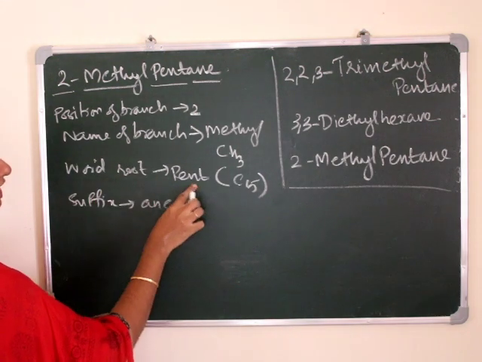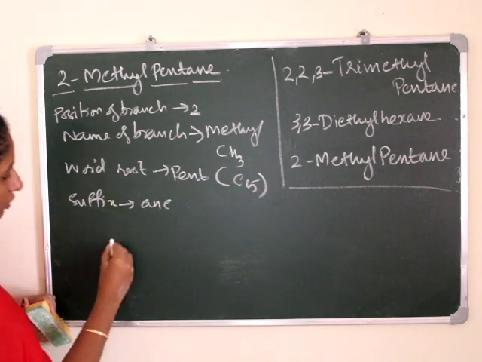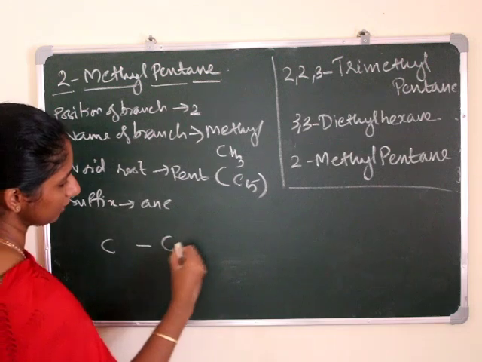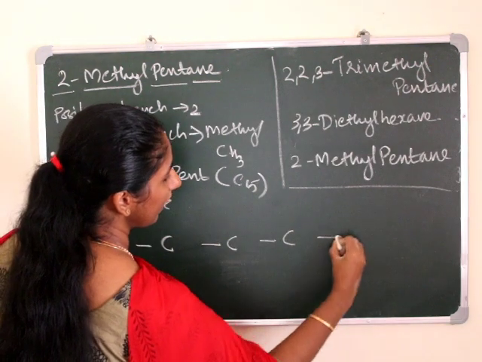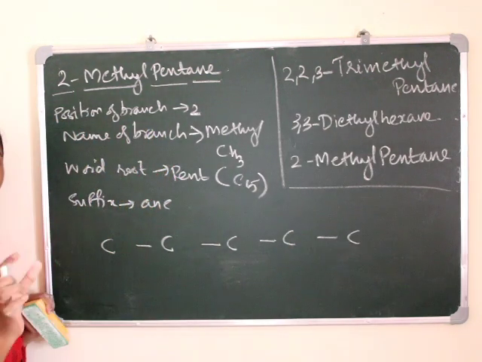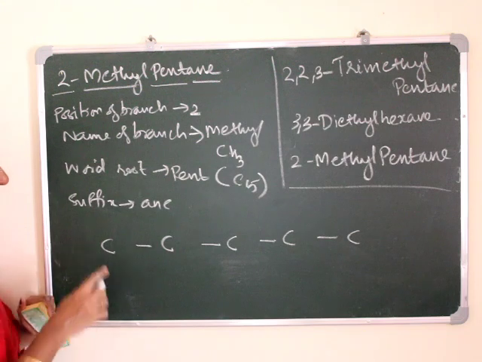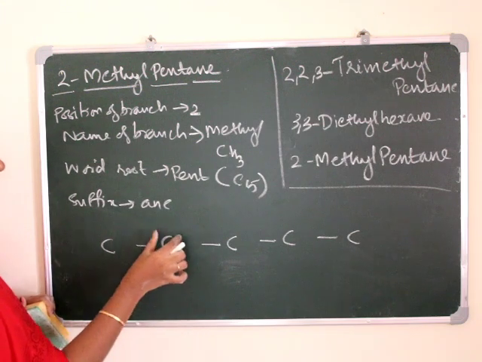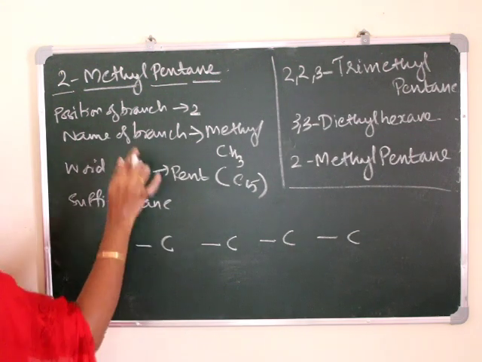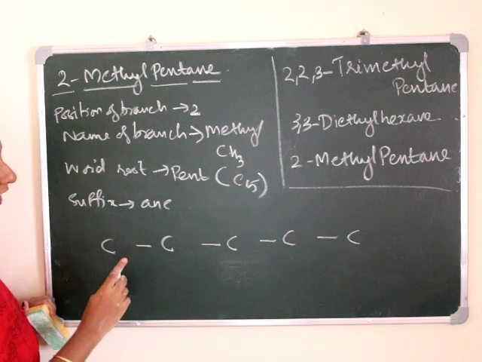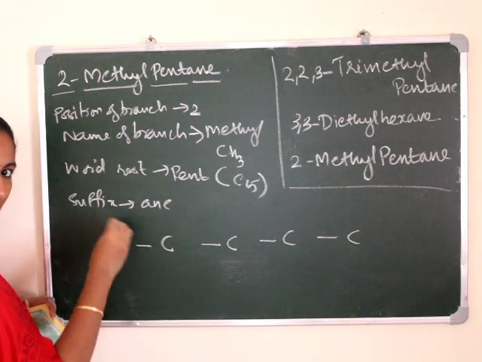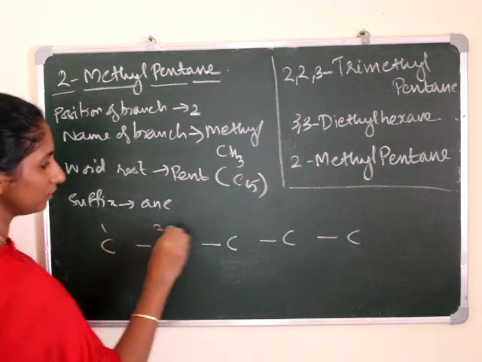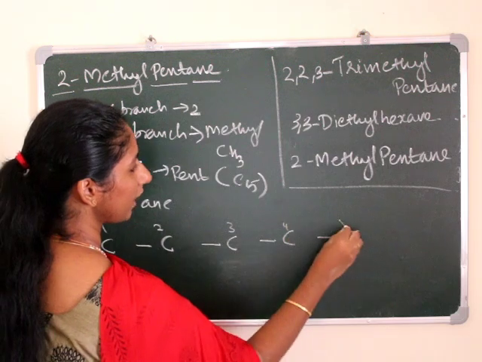The word root will have 5 carbon atoms, so we want to draw 5 carbon atoms: 1, 2, 3, 4 and 5. This is the long chain hydrocarbon. From this, we want to draw the branch. The branch position is 2, so we are taking the numbering from here: 1, 2, 3, 4, 5.